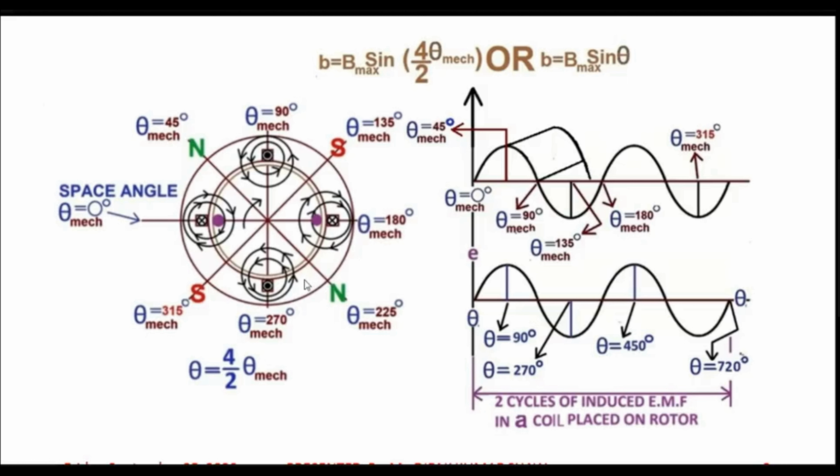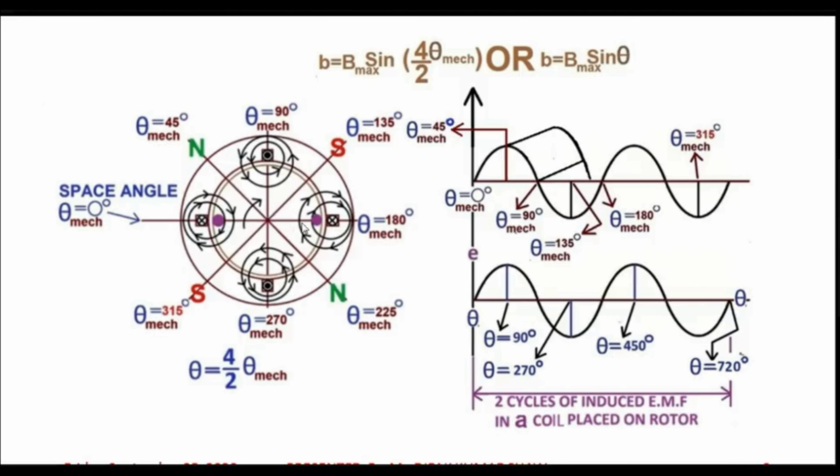For this coil also, the induced EMF variation will be like this only, because whatever is seen by this coil side, the same thing is going to be seen by this coil side also. So the nature of induced EMF in the coil would be sinusoidal, because we have assumed that the flux density distribution along the air gap periphery is sinusoidal. That's why induced EMF E will also be sinusoidal in the coil. There will be only one difference: if one coil side is under, say, north pole, then the other coil side would be under the influence of south pole.